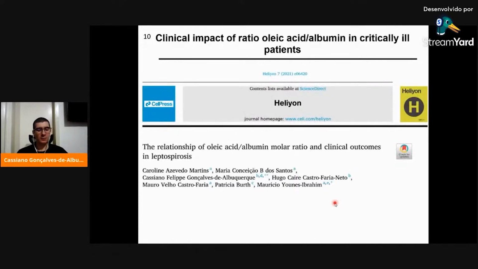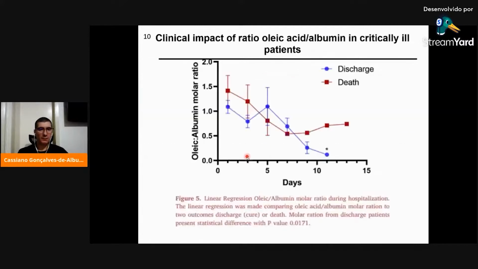We also evaluated the relationship between oleic acid and albumin with clinical outcome in patients with leptospirosis. If the ratio of oleic acid to albumin drops, the patient is more likely to be discharged. Contrary to what happens if the ratio of oleic acid to albumin remains high, in which case the patient is more likely to evolve to death.